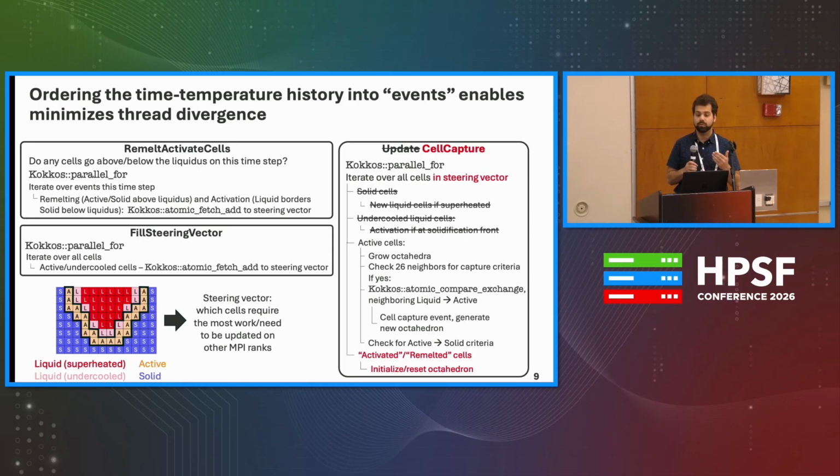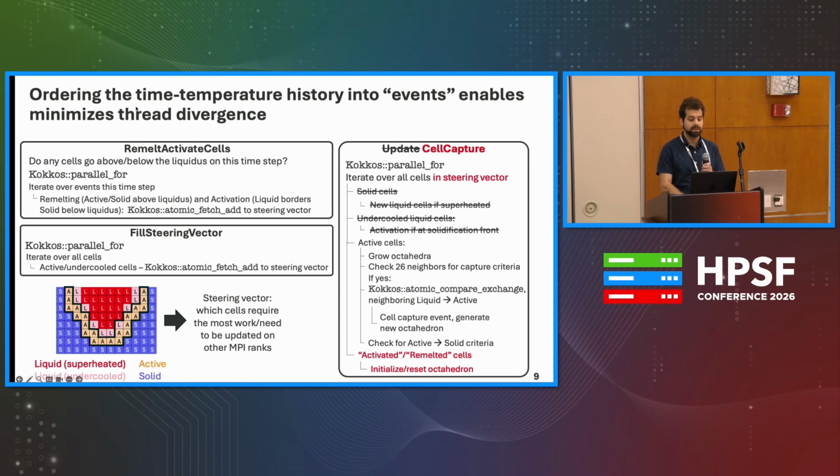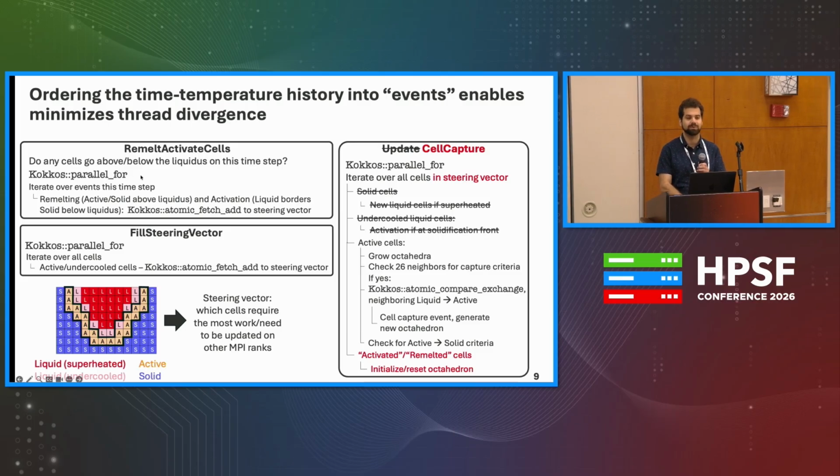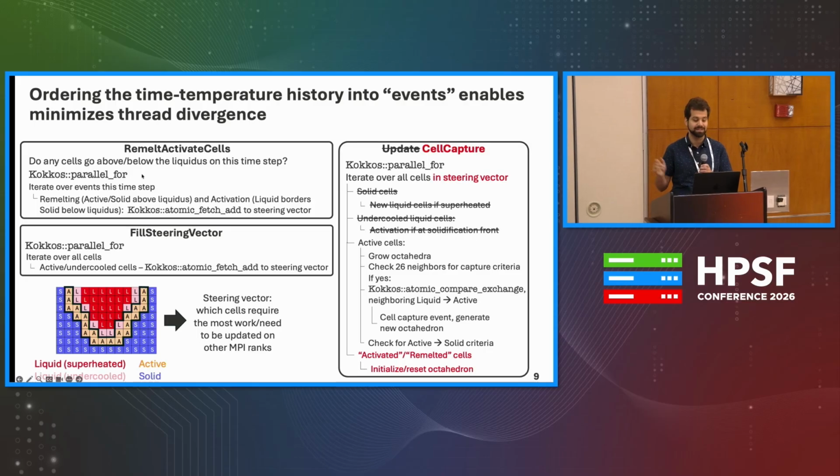So we end up breaking down that one update kernel into these three. We now have 3 parallel_fors instead of 1, but each parallel_for has significantly less thread divergence. For the first one, remelt and activate cells, we're only iterating over the cells that are going above and below the liquidus on that time step. So we've sorted all of the time temperature history chronologically, and we look at how many things are happening on this time step. Usually it's not many, it's a handful. So there's some wasted GPU performance here because you're only iterating over a couple things.